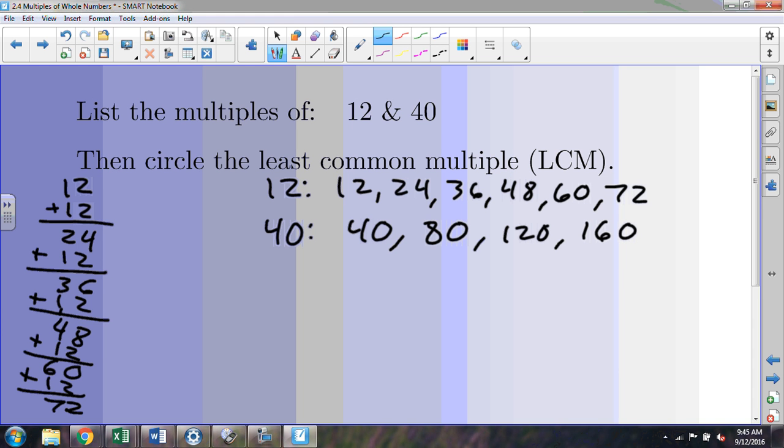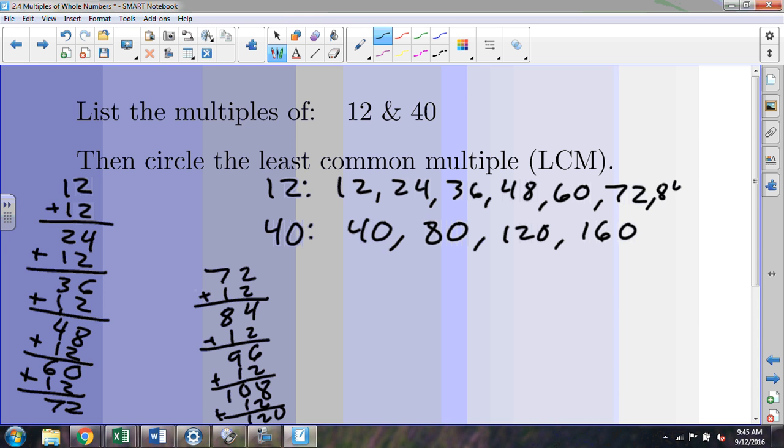Well, obviously, we don't need to keep going for 40. We're already up to 160. We've got to pick the smaller number then and keep going. So I'll grab my 72 and keep adding 12s. There's 84. Plus 12 more is 96. Plus 12 more, that's 108. 12 more gets us to 120. So we had 84, 96, 108, 120. And finally, we found one that works. There's 120 matching 120, so our least common multiple is 120.